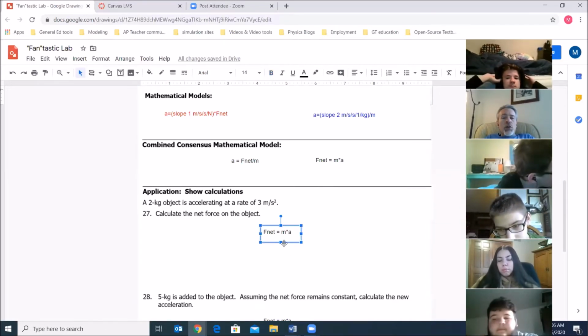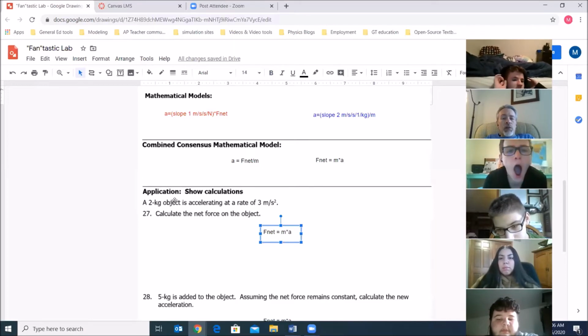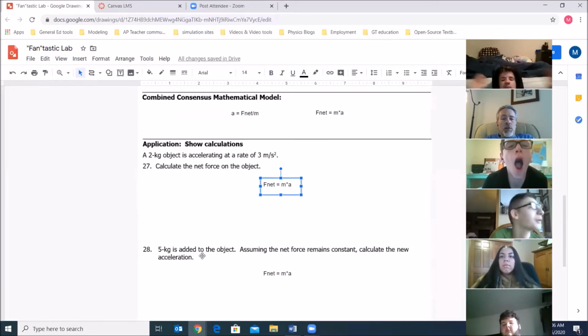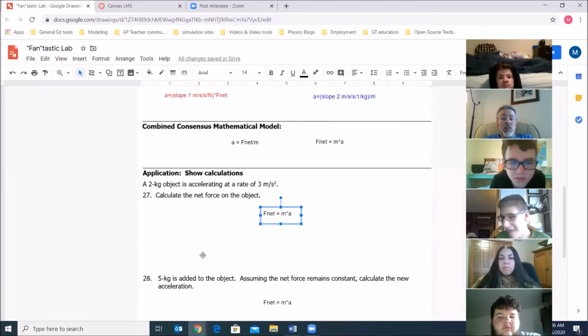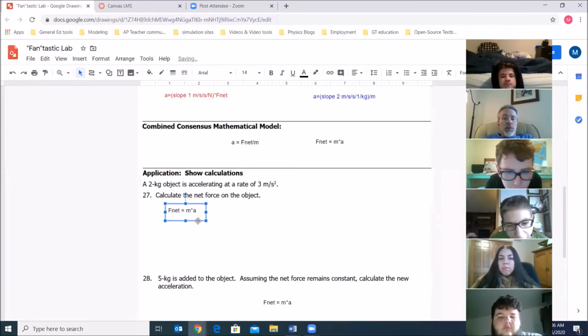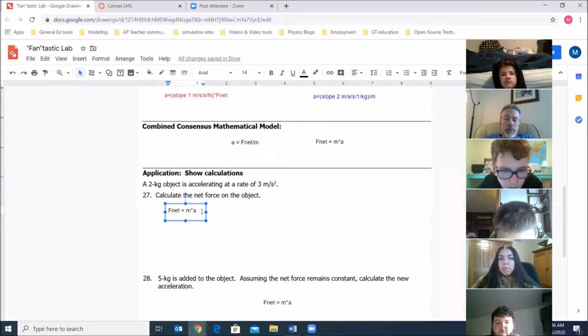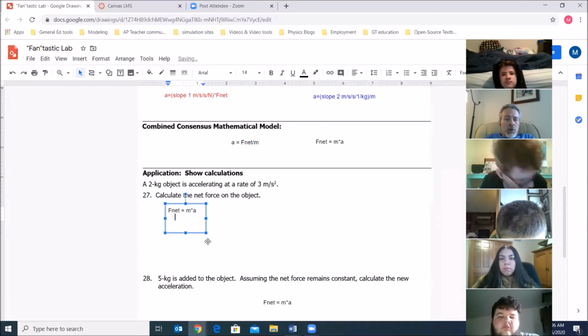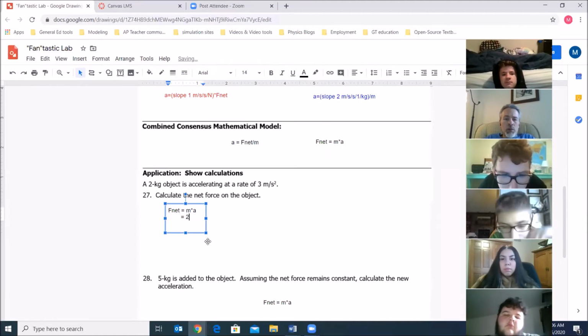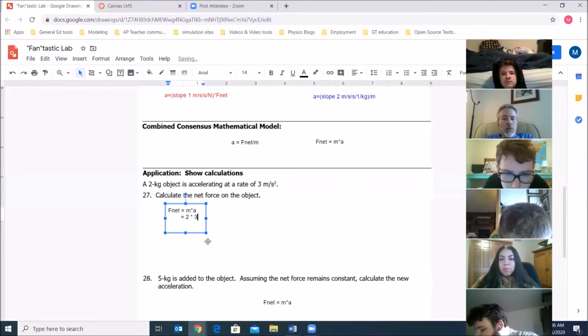Okay, so we're going to use this equation, F net equals MA, to solve these problems, 27, 28, and 29. Then we're all done. So we need to find what the net force is on this object. It says we have a 2 kilogram object and it's accelerating at 3 meters per second. We're trying to find the net force. So the net force would be equal to the mass, which in this case is 2, times the acceleration. The acceleration is 3.